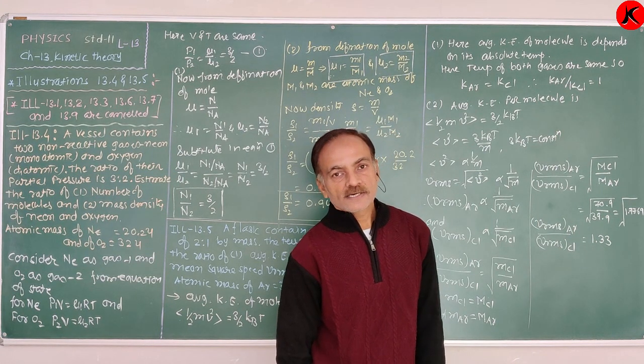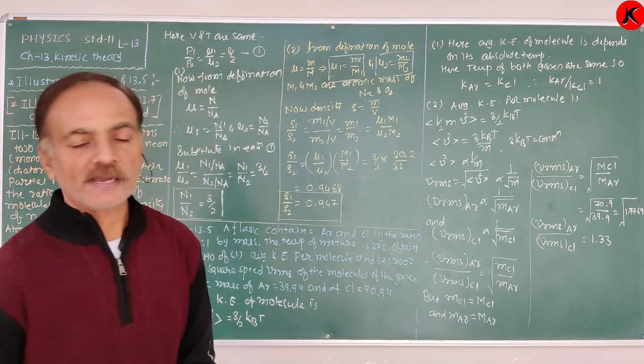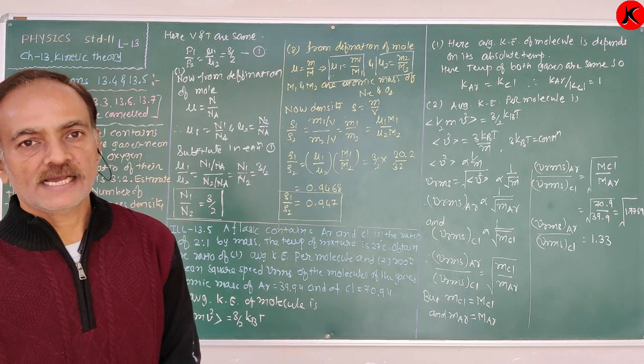Clear? So, generally, this type of numerical may be asked to find out the ratio of the VRMS. Clear?